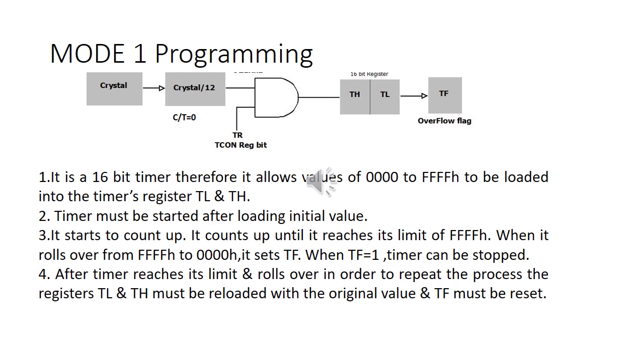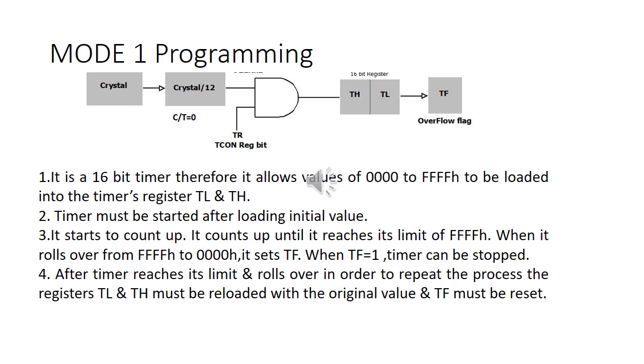After loading the initial value and starting the timer, it starts counting up. It counts up until it reaches the maximum value of FFFF. Once it reaches the maximum limit of FFFF, it rolls over from FFFF to 0000H. After that, it sets the timer flag equal to 1. When the timer overflow flag is equal to 1, the timer needs to be stopped.